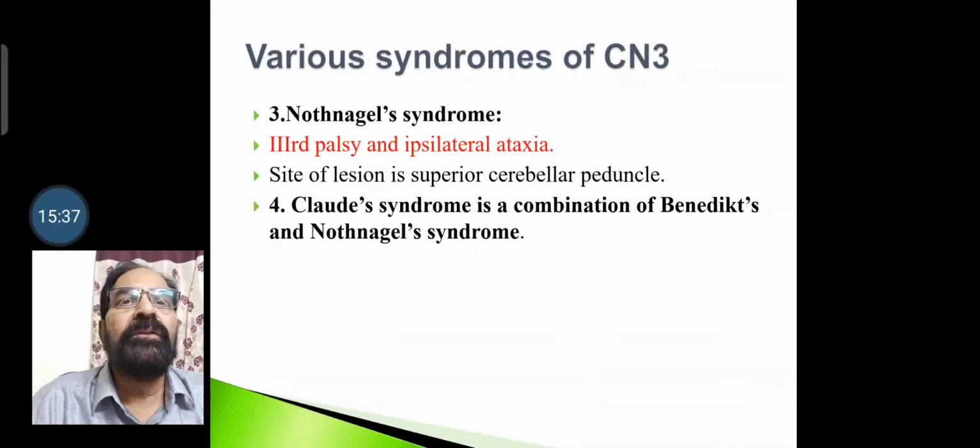Then we have Nothnagel's syndrome. In this we have third nerve palsy and ipsilateral ataxia. The site of lesion is superior cerebellar peduncle. And we have one more syndrome, that is Claude syndrome. It is a combination of Benedict's and Nothnagel's syndrome.